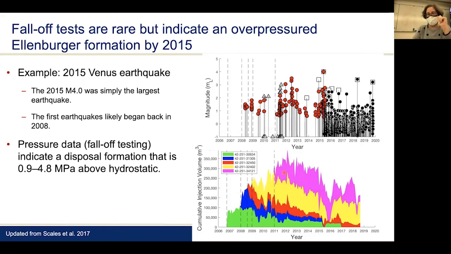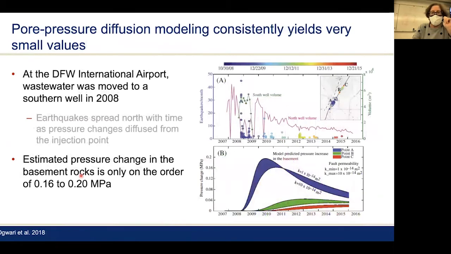This is just the injection information from the 5 nearest wells. So we know it's above hydrostatic. And we know that if you just do pore pressure diffusion modeling with the monthly injection information that gets reported once a year, you get small values.